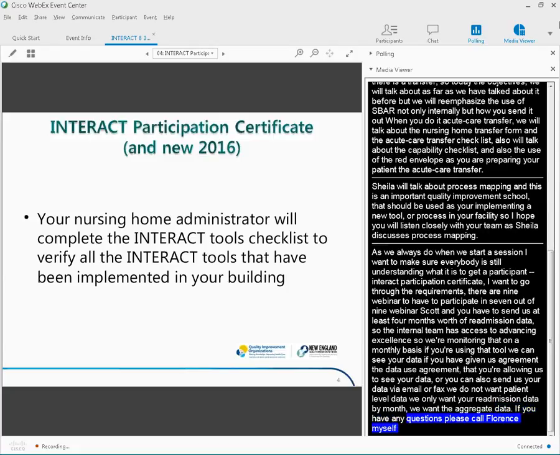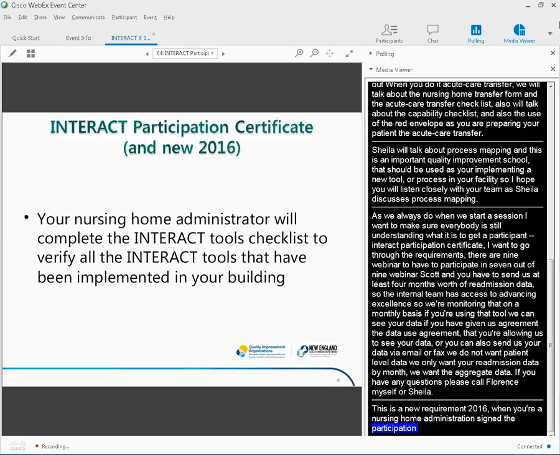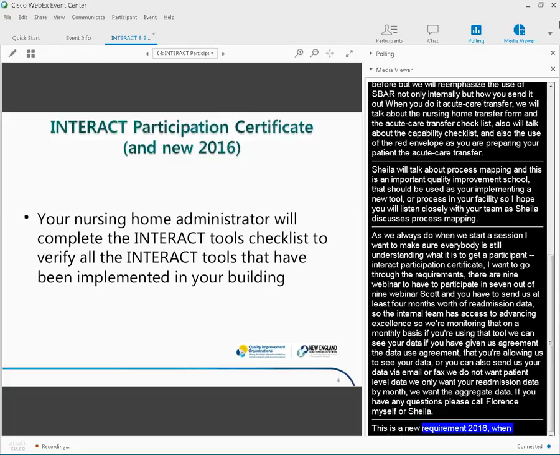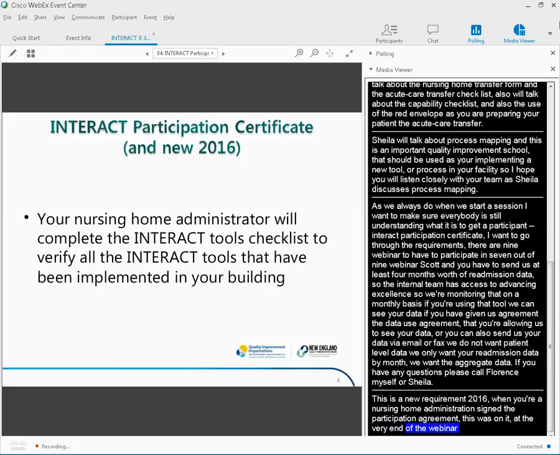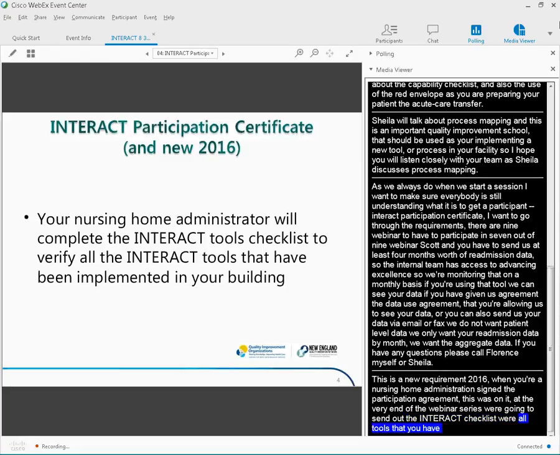We're not done yet with the requirements. This is a new requirement for 2016, and when your nursing home administrator signed the participation agreement, this was on it: at the very end of the webinar series, we are going to send out the Interact checklist for all the tools that you have implemented, and they're basically verifying that, yes, these tools have been implemented and they are part of our everyday work.